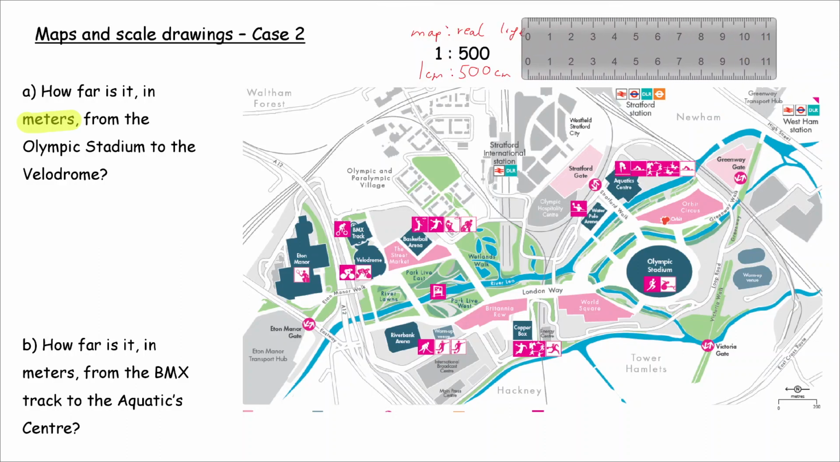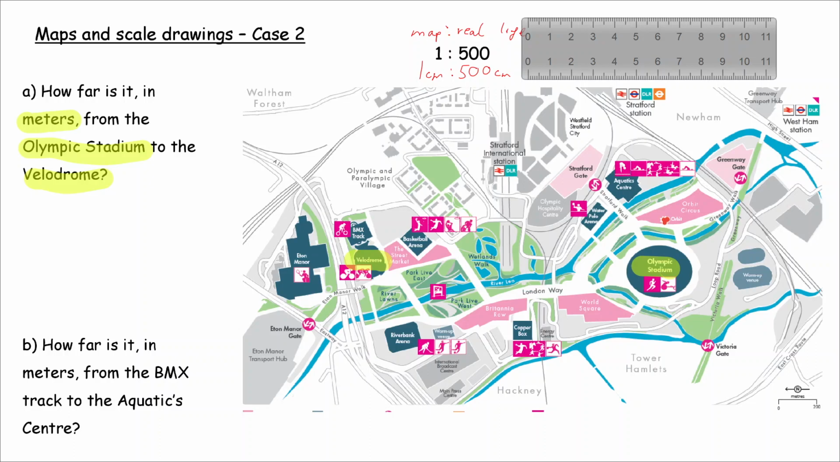So, right, the Olympic Stadium to the velodrome, and I've got to go and find these on the map, so let's do that. So the Olympic Stadium is over here, nice and easy to find. Let's just give that a bit of a highlight so we can see it, and the velodrome is over here, nice and easy. Okay, perfect. And let's go and do that. Let's go mark this in with a ruler.